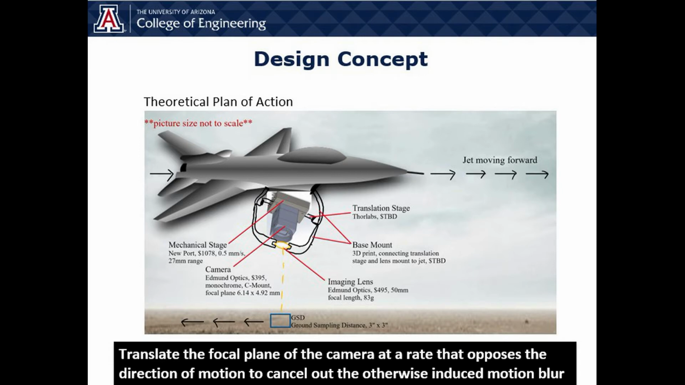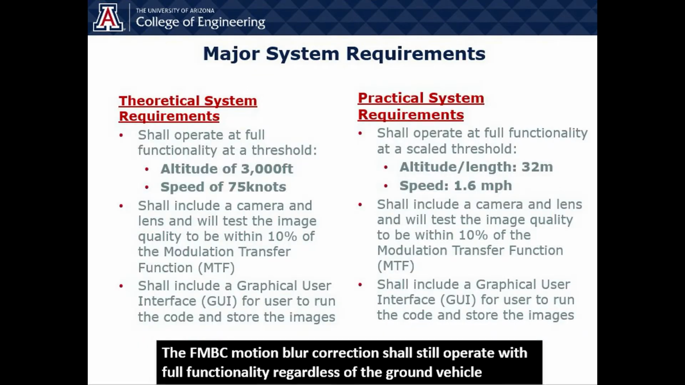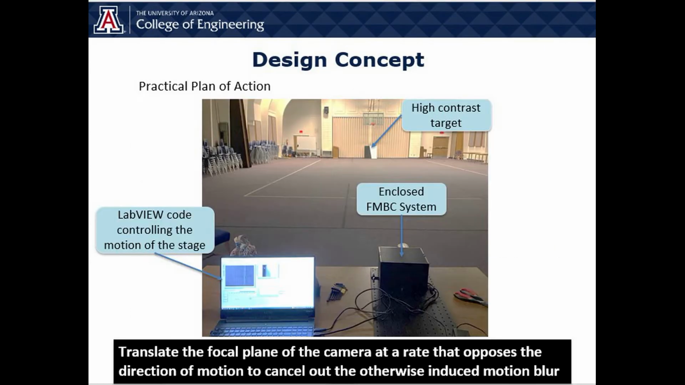One huge consideration with this project was the feasibility of testing. Since the project was initially geared towards aerial use, specifically on jets, we ran into the problem of not being able to test our FMBC system since we don't have access to that resource. As a result, we scaled our project down to a simple ground vehicle scenario, thus splitting our design concept into a theoretical plan of action and then a practical plan of action, which enabled us to conduct our tests.